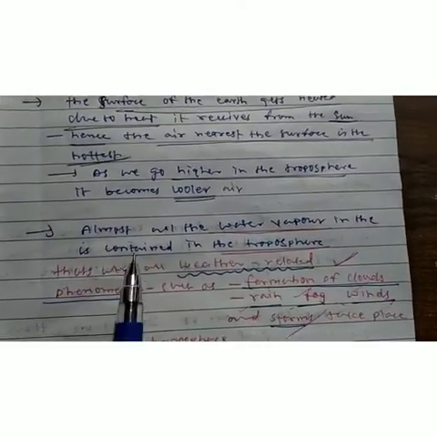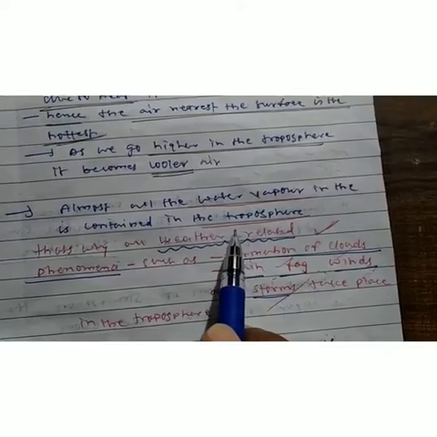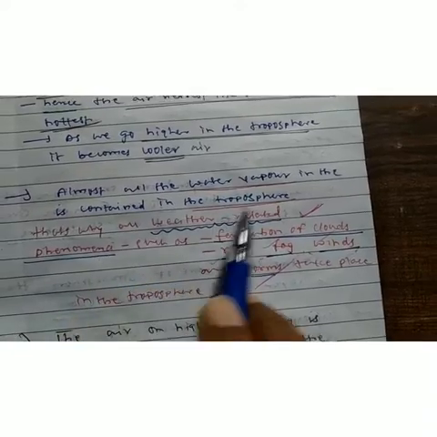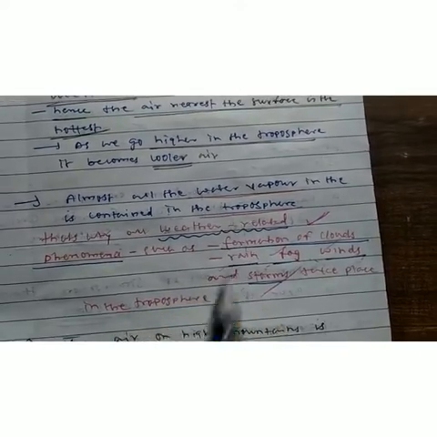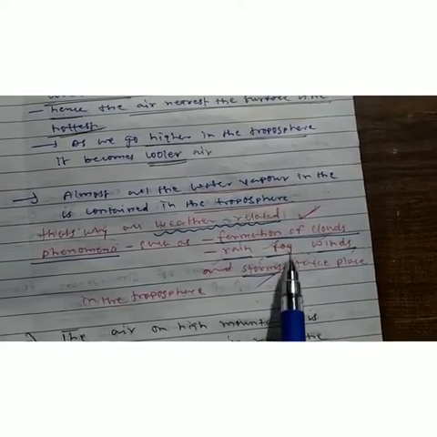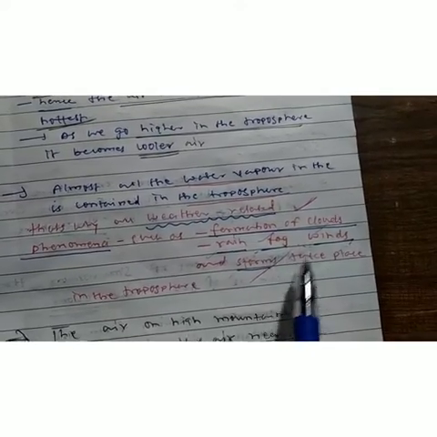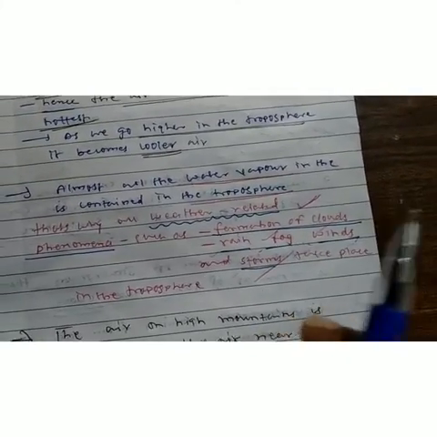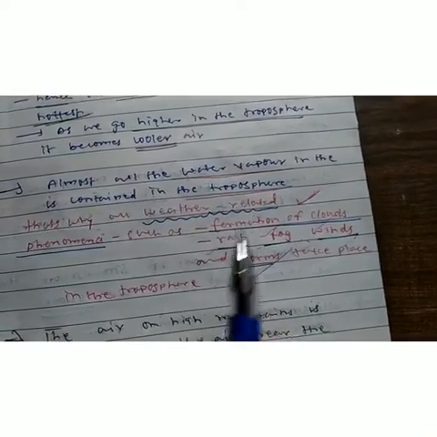Now we come to the next point. Almost all the water vapor is contained in the troposphere. It means the evaporation process and transpiration process occur only in the troposphere, and you will find water vapor in the troposphere only. That's why all phenomena such as the formation of clouds, rain, fog, wind, storm, snowfall, all these weather related phenomena, occur only in the troposphere. The troposphere is very very important because all weather related processes occur only there, because the water vapor is in the troposphere only.